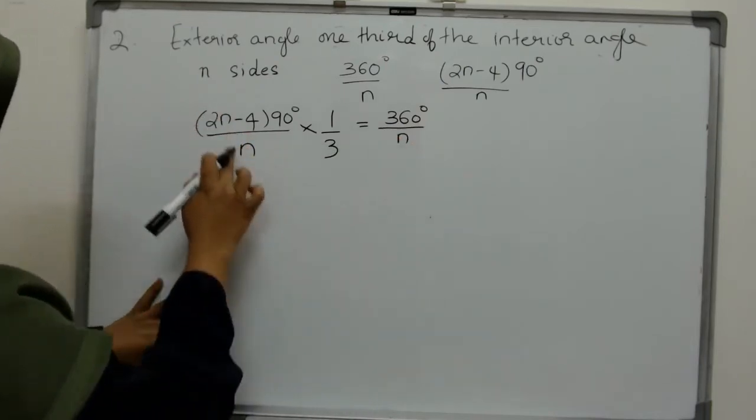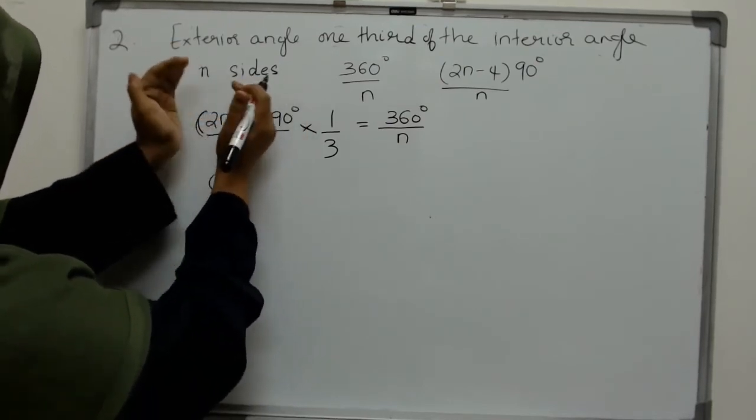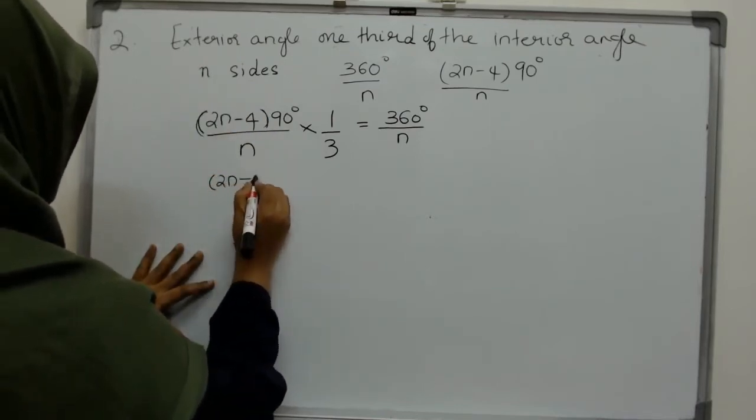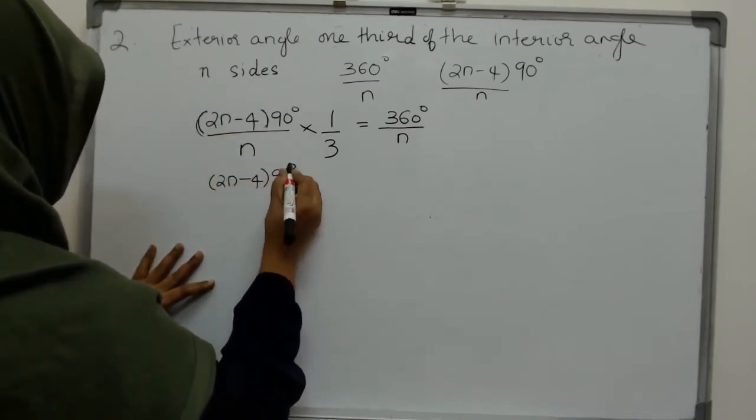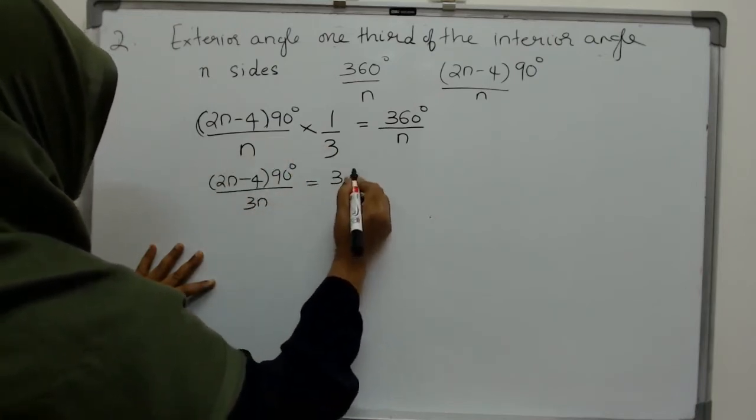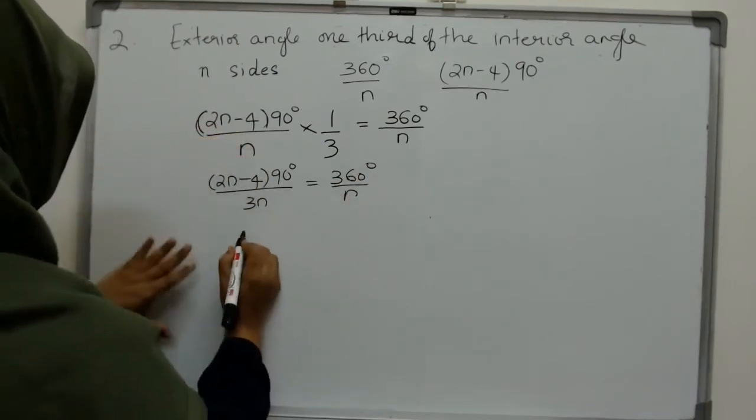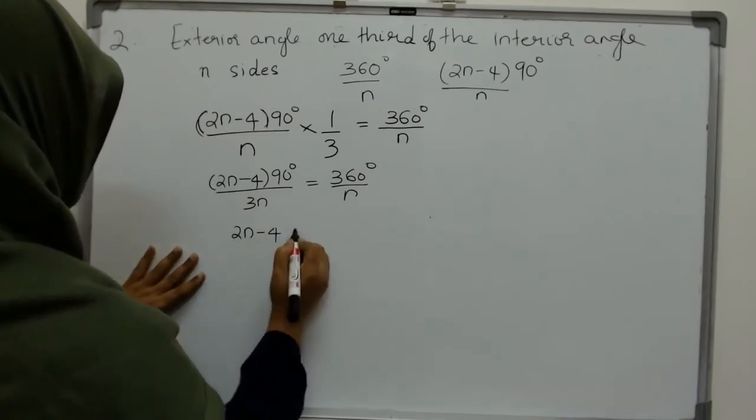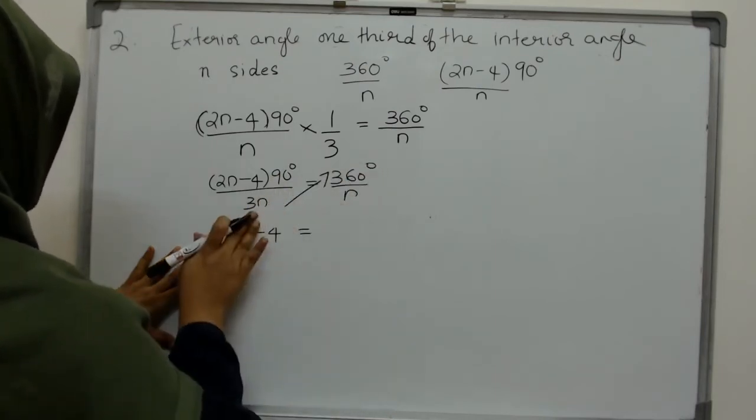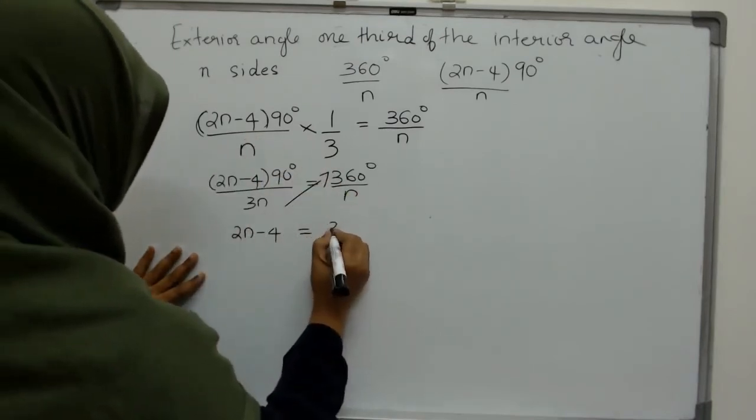Now, do not think you can cut the n here. See, this is a bracket, which means this is one whole term. You cannot just cut the n from this. So, (2n minus 4) by 90. This is 3 into n, right? 3 into n is equal to 360 by n. Now, I will just keep this term here, the one inside the brackets, and then I will cross multiply the rest. So this term which is in the denominator goes to the numerator, the one which is in the numerator goes to the denominator.